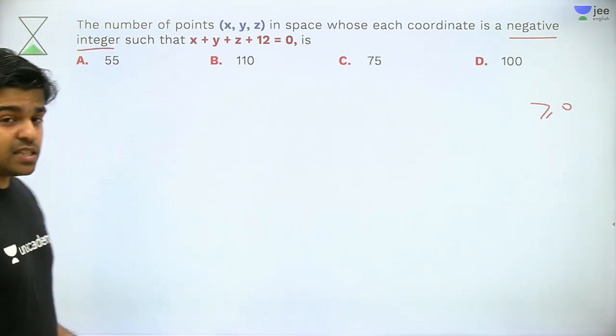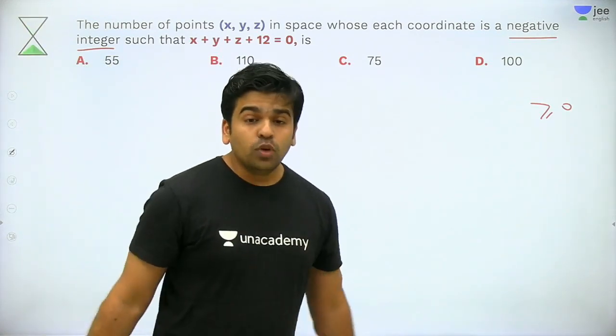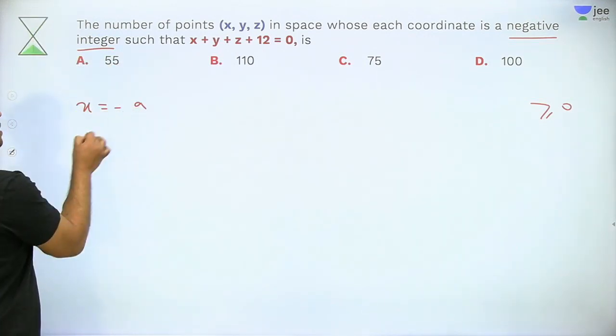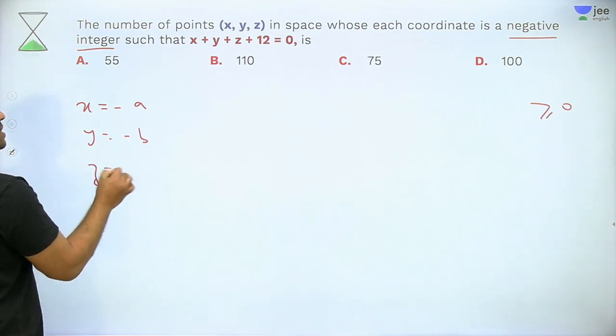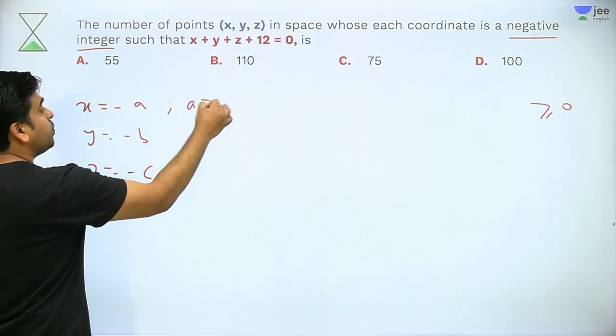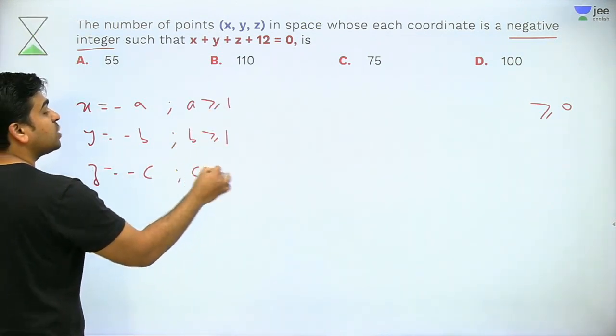So let us try to change this. First of all, I don't want negative integers. Let us first convert this expression into positive integers. So let us substitute x equal to -a, y equal to -b, and z equal to -c. If x has to be a negative integer, a should be greater than or equal to 1. Just try it out. b has to be greater than or equal to 1. c has to be greater than or equal to 1.